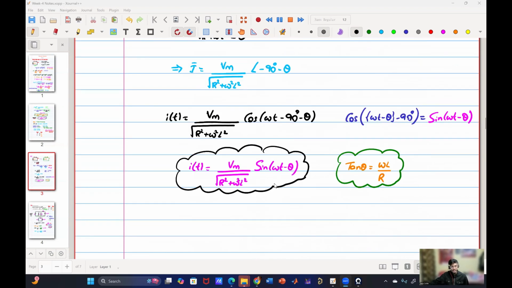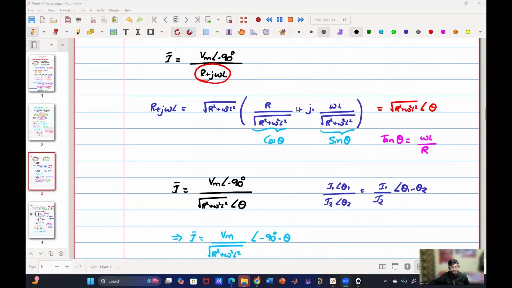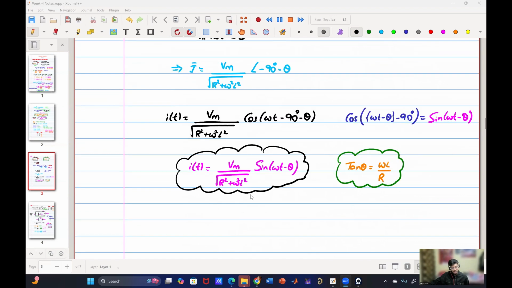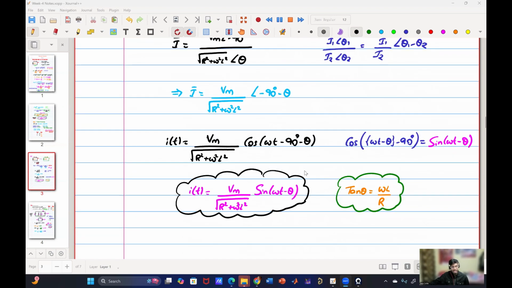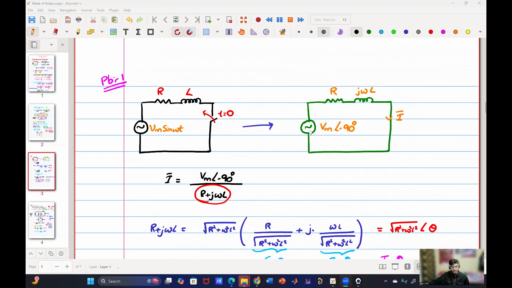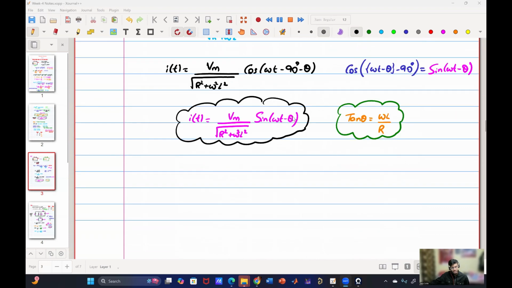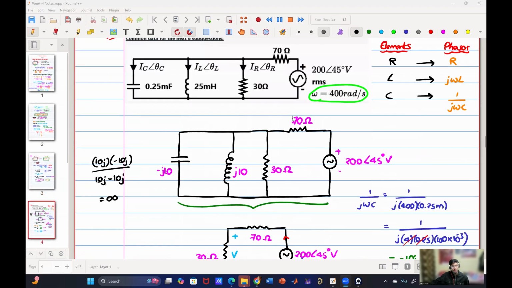And keep this in mind, this is only the steady state expression. Using this phasor, you will not get the transient part, because this week is all about steady state. So that's why we are only bothered about the steady state terms, which phasors can be used to get. Then we have applied the phasors and solved a couple of problems.